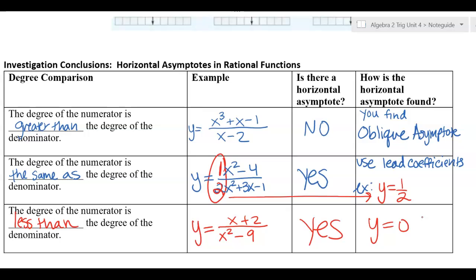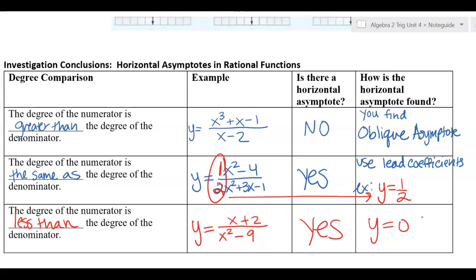So if you see one like this, you say, I know it has a horizontal asymptote and I already know that it's at 0. You see one like this, okay, same degrees. You say, I know there's a horizontal asymptote. Let me look at the numbers and figure out where it is. 1/2, okay? You see one like this, greater degree in the numerator, and you say, darn it, there is no horizontal asymptote. These ends go off to infinity, so I won't have something horizontal guiding my ends.